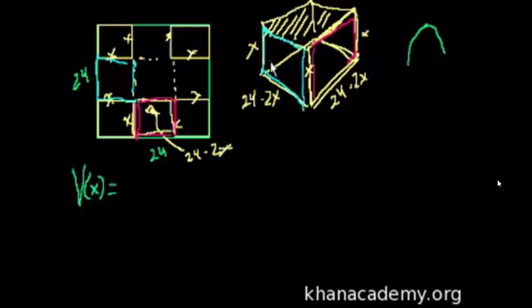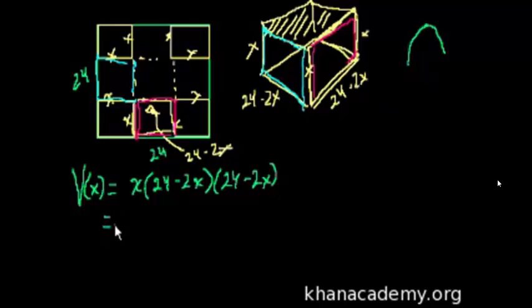So we know that the volume as a function of x, I like writing the big V's, the volume as a function of x is that side times, you could view it as depth times length times height. So it's x, the height, times the depth, 24 minus 2x, times the width, 24 minus 2x. Now let's see if I can multiply this out. This is probably the hardest part about this problem.